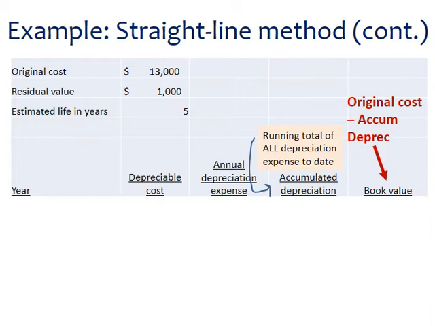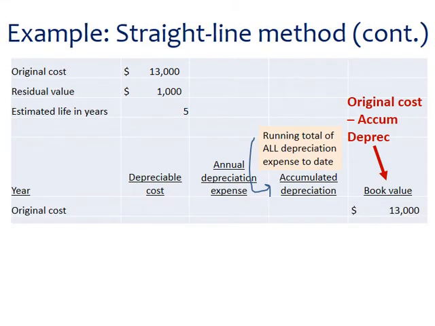Just as a reminder, accumulated depreciation is a running total of all depreciation expense to date and is a contra asset. The book value formula is original cost minus accumulated depreciation. I filled in the first line of the worksheet here. The first line is simply to list the original cost of the asset, and we're going to put that in the book value column. The book value of an asset is its original cost less the accumulated depreciation, and since we don't have any accumulated depreciation yet, the book value on the date of purchase is the cost of $13,000.